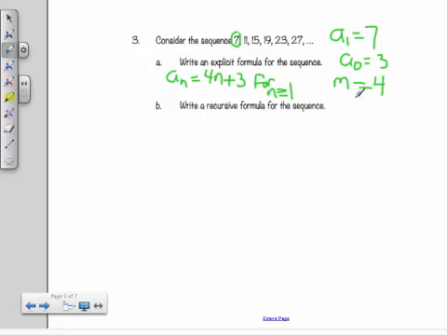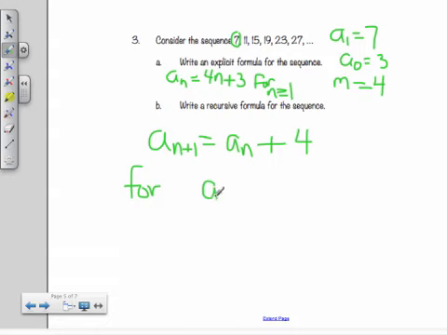Okay? Then question B asks me to write a recursive formula. So to find a recursive formula, I have to figure out what each term is doing to get to the next term, and it's just adding 4. So I'm going to take a sub n plus 1, and I'm going to say that's equal to a sub n plus 4 for a sub 1 equals 7, and n is greater than or equal to 1. All right? Hopefully that makes sense to you.